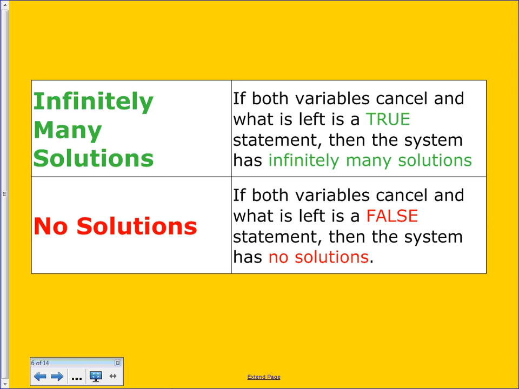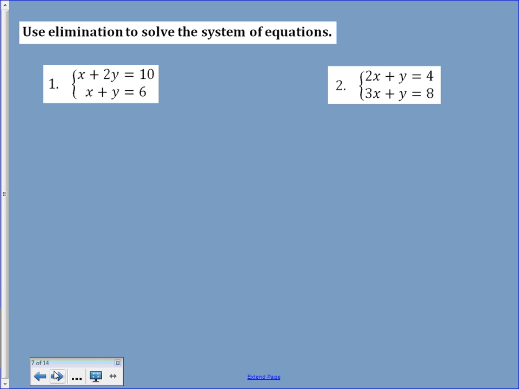Just like what we talked about yesterday, the same thing can happen with elimination. You can sometimes have both your variables cancel, and what's left is a true statement. If you recall what we talked about yesterday, that means that there's infinitely many solutions. We also sometimes write that as IMS. The next thing, if both variables cancel and what is left is a false statement, then the system is said to have no solutions. So this only really applies if both of your variables cancel. So you need to kind of watch out for that as you're working through these problems. So let's go ahead and try some of these.